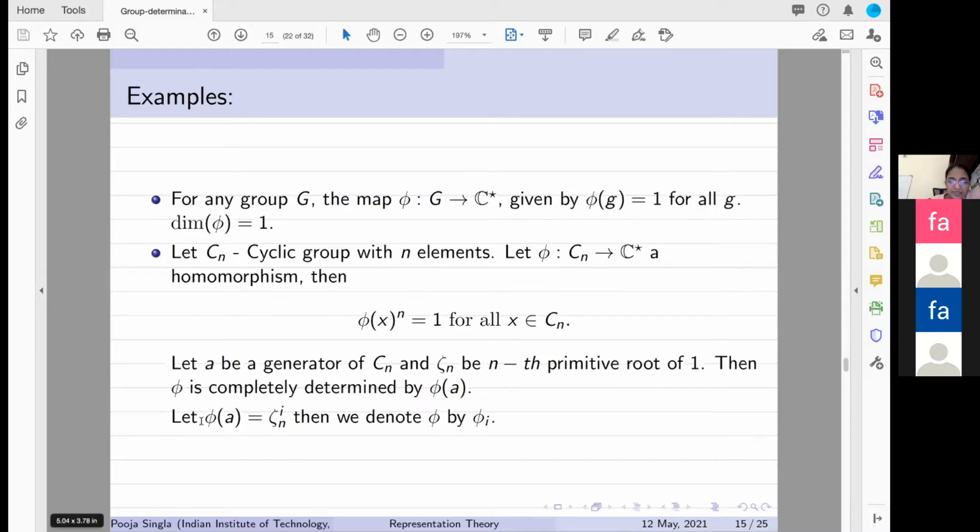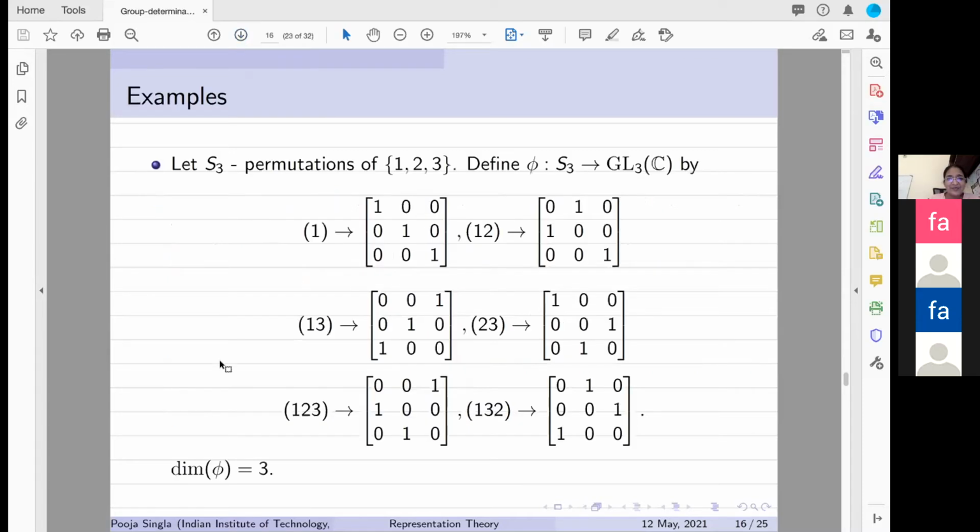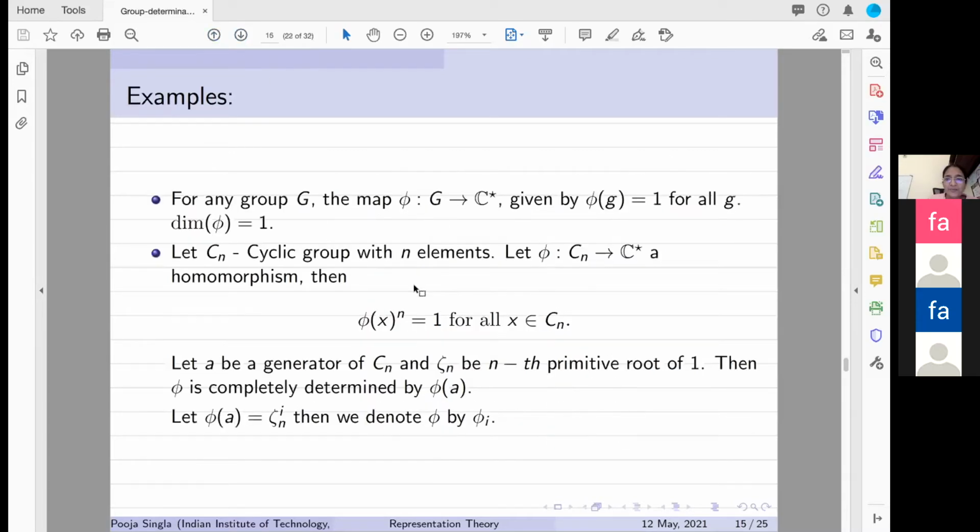And so suppose phi(A) is zeta_n^i, the ith power of zeta_n, then we denote this phi by phi_i. So just remember this, I'm going to use this notation. So phi_i is the ith power. So fix a generator, ith power of the nth root of unity. Okay. Now, these were examples I gave you for representation. These were one-dimensional representations, right? This is C star, so that's GL1(C). This is also GL1(C), or automorphisms of a one-dimensional complex vector space.